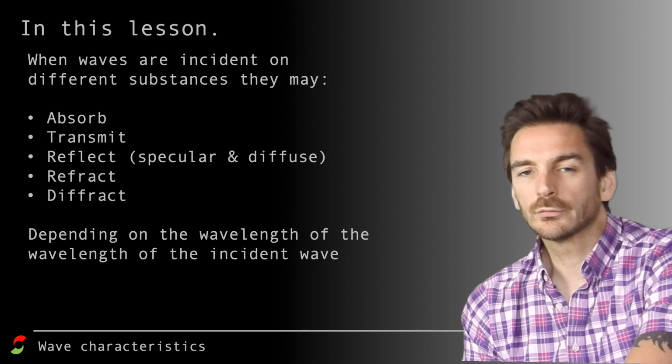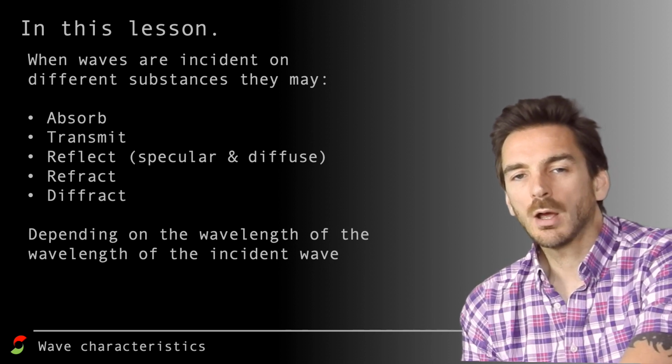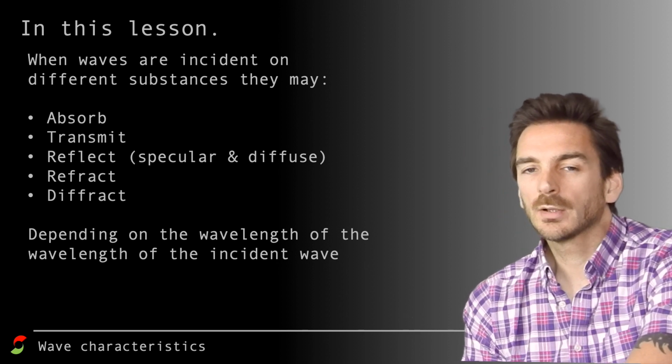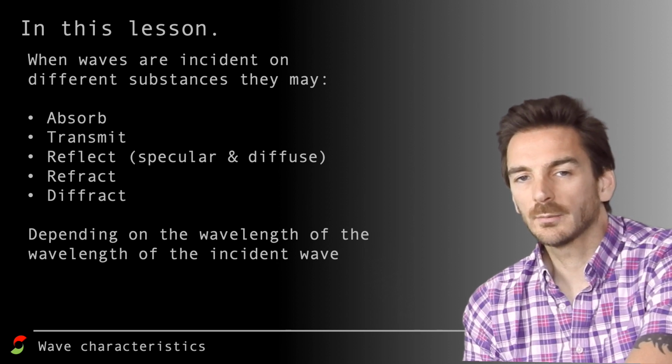And for all of those terms, waves behave differently depending on their wavelengths. So they're not all the same. So we're going to be looking at what happens to wavelengths with those different types of characteristics for waves.